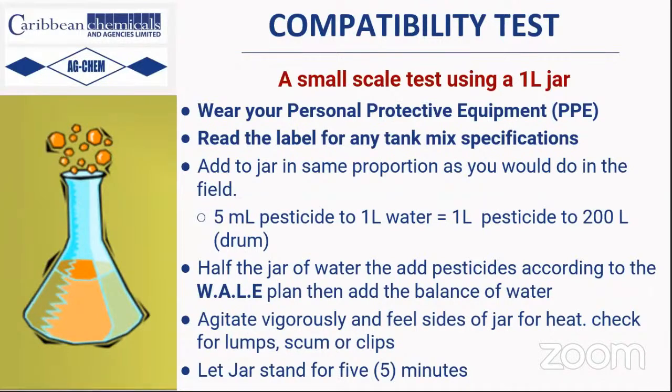Again, we have the jar of water. Then add the pesticides according to the plan that we discussed before. Your wettables, then you agitate, your liquids, and your emulsifiable concentrates. Then you add the balance of water. Agitate vigorously and feel the sides of the jar for heat. Check for lumps, scum, clogs. Let the jar stand for 5 minutes and then check again for any lumps, any scum or any clogs, or even increase in temperature.